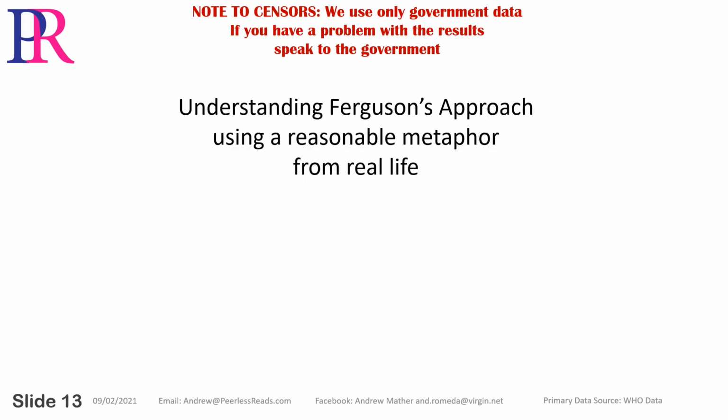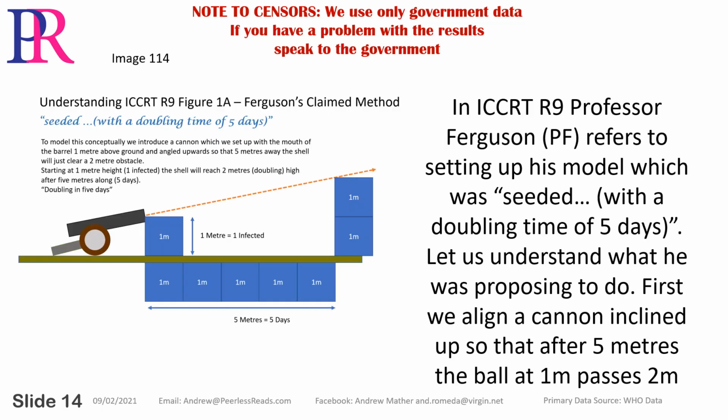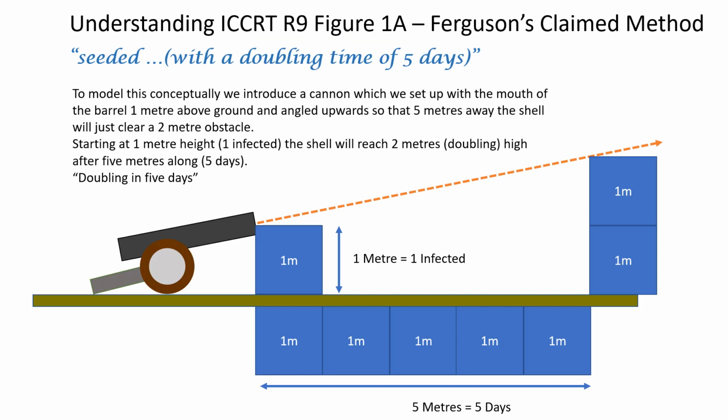Understanding Ferguson's approach using a reasonable metaphor from real life. In ICCRT R9, Professor Ferguson, PF, refers to setting up his model, which was seeded with a doubling time of 5 days. Let us understand what he was proposing to do. First, we align a cannon inclined up so that after 5 meters, the ball at 1 meter passes 2 meters.